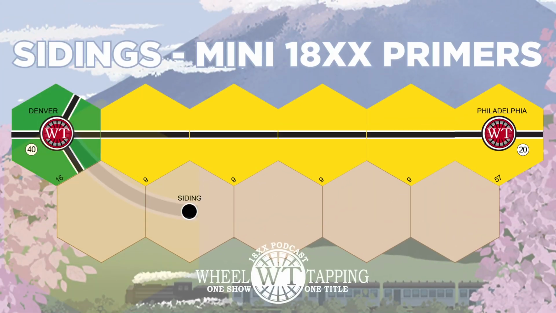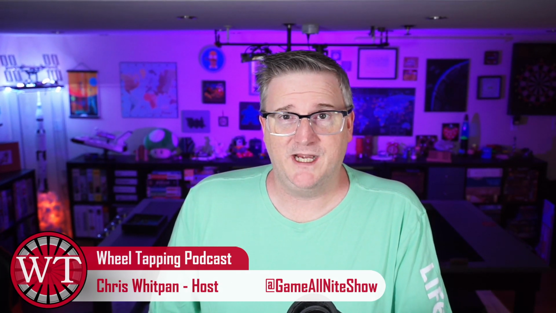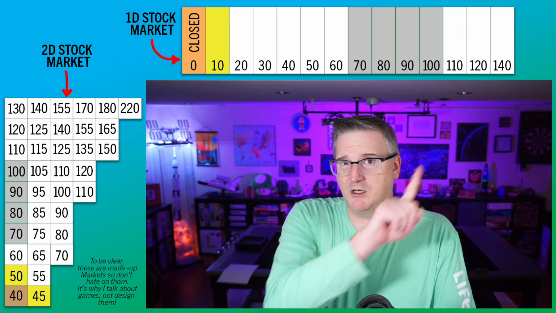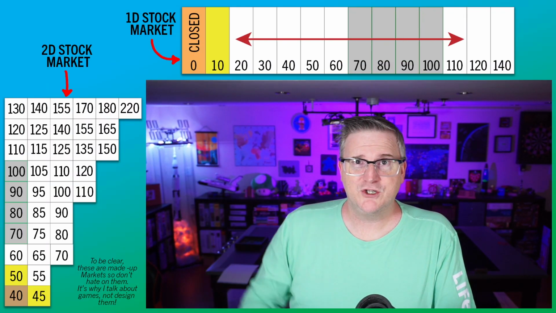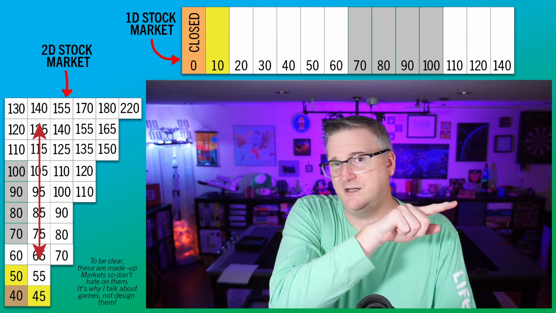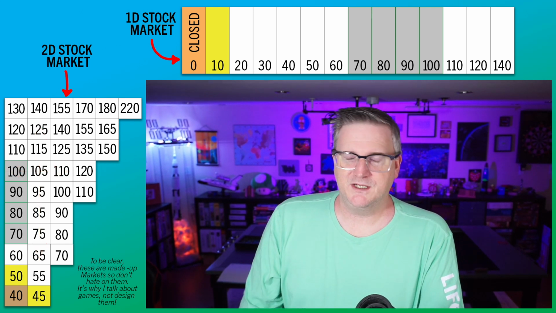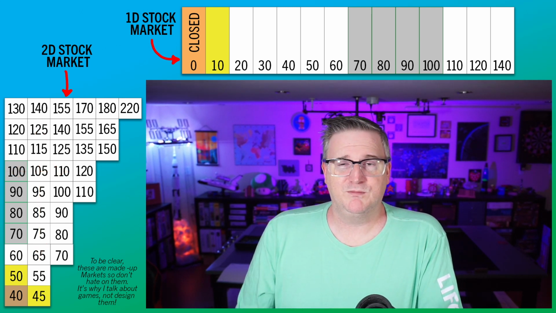Sidings are special little 18xx primers to help you get started with 18xx games. In this episode, we're going to be talking about the physical stock markets and how they operate. So first off, let's talk about the two different types of stock markets we have. We have a 1D stock market where things run one direction, and then we have a 2D stock market where things can run up, down, and left and right. So the movement of the stock price can be very different in either game that you're playing.